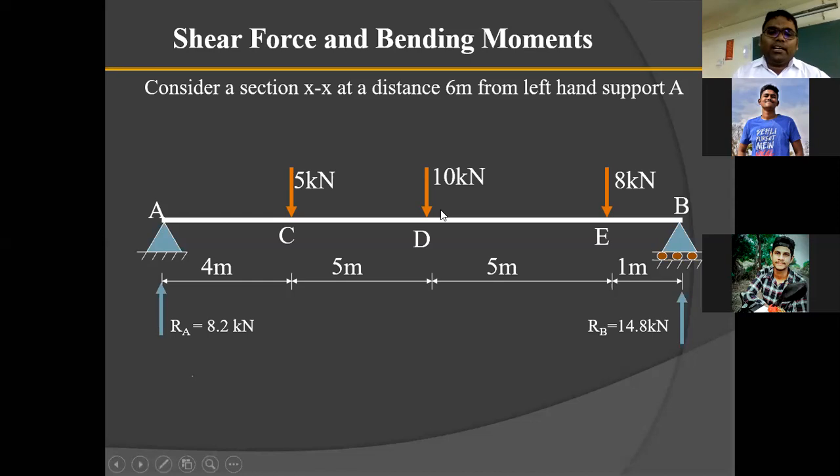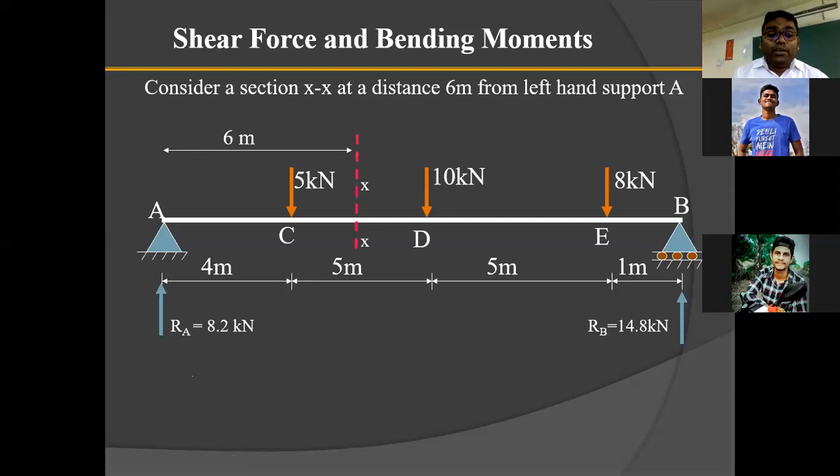So consider a section x at a distance. Any distance we can take. We can take 6, we can take 5, this doesn't matter. So we have taken a section x at a distance of 6 meter from the left support A. So from there, at 6 meter, we have taken this section.